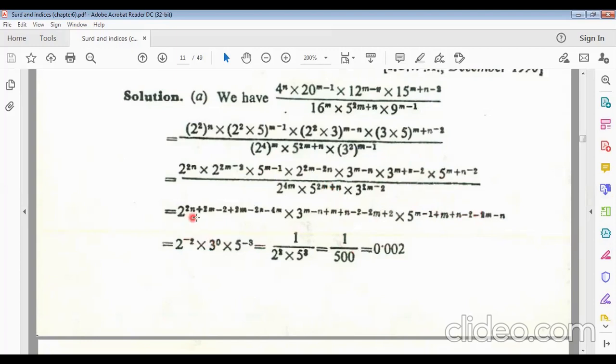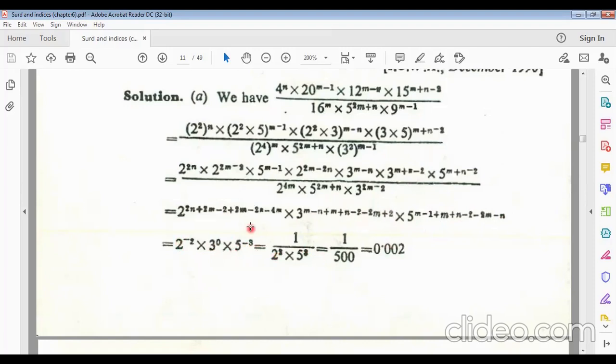Now for 2 to the power, twice n cut, twice m cut, and 4m also cut. We get only 2 to the power minus 2. This minus 2 will exist. Similarly, all of this will vanish and we get 0 after subtraction and addition: 3 to the power 0. Similarly, we get only 5 to the power minus 3. Minus 1 and minus 2 will exist. Twice m cancelled, and minus n will be cancelled. So we get only 5 to the power minus 3.